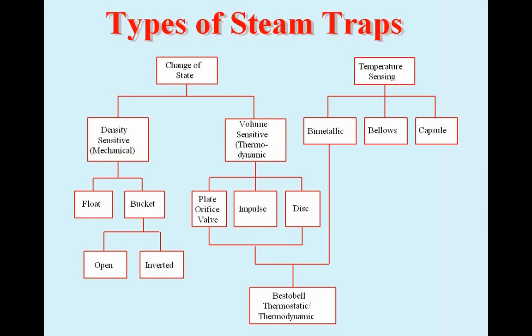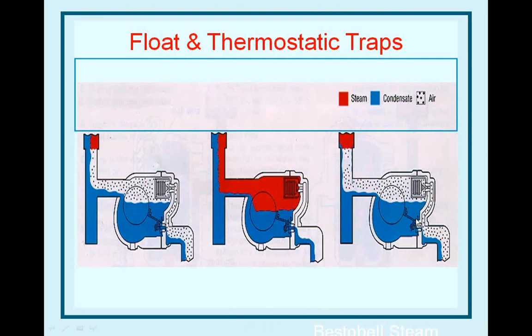Not going to get into real deep detail on this particular chart. All I wanted to do is, again, emphasize there's a lot of different types of traps out there, a lot of them based on change of state, a lot of them are temperature sensing, and my broad point here is there's a lot of different ones out there, and again, you want to match up as best you can to the application. We're going to go through a couple of these technologies now, though.